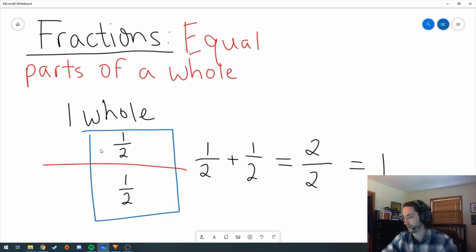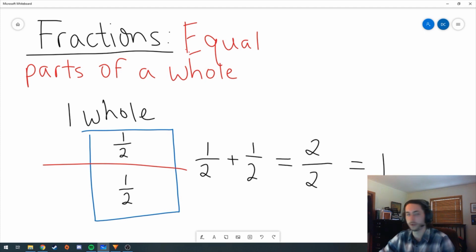Think about it this way. You have half of your square, and you have the other half of your square. When you put them together, you get the entire square, 1 whole square. So that's the basic idea of a fraction.